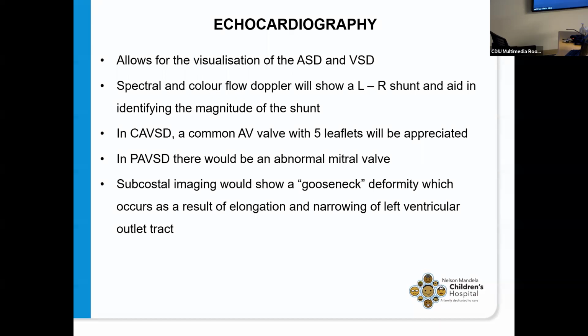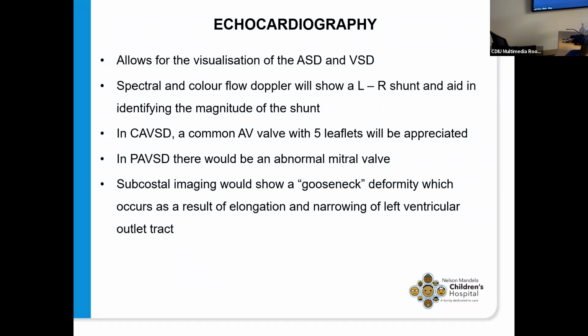With the spectral and color flow Doppler, it will show a left to right shunt, which would also aid in identifying the magnitude of the shunt. With patients with complete AVSD, a common AV valve with 5 leaflets will be appreciated. And in a PAVSD, there would be an abnormal mitral valve.